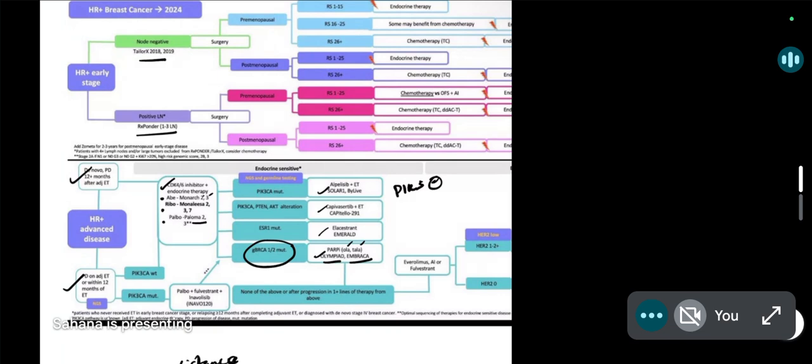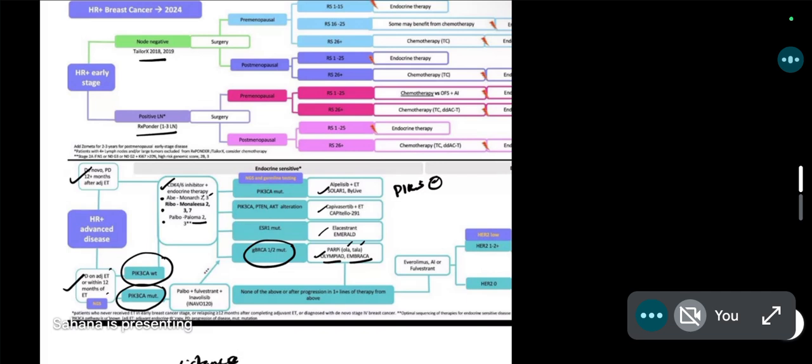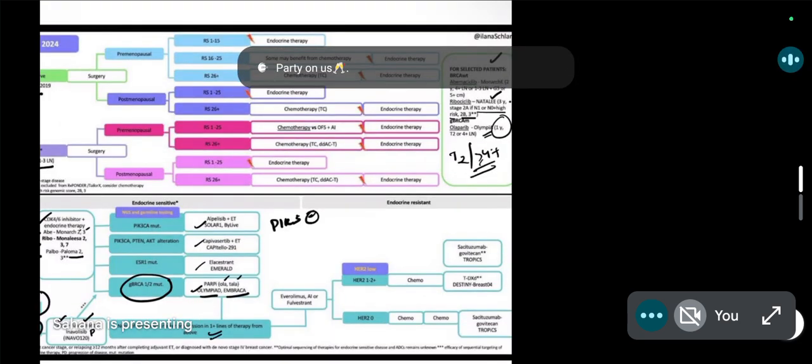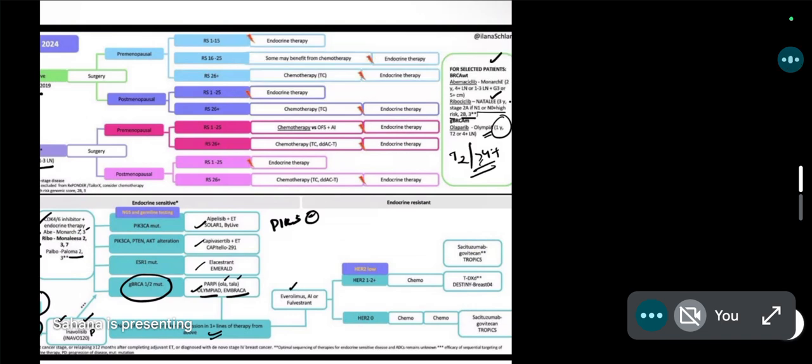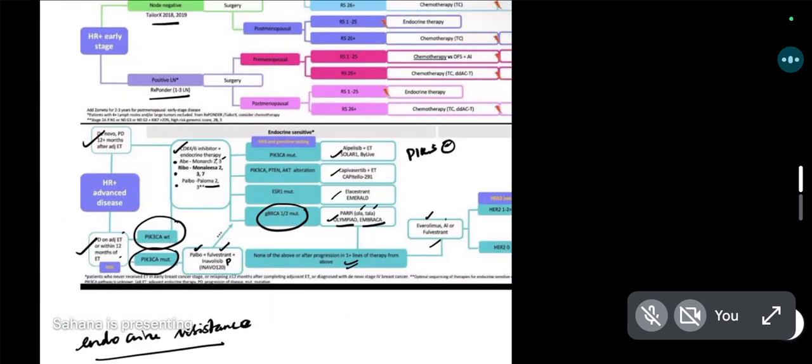Then for those progressing on their endocrine therapy or who recurred within 12 months, there is a role for PIK3 inhibitors in mutant cases. So you will add three things: palbociclib, fulvestrant with a PIK3 inhibitor, inavolisib. And after this first line, if it is progressing, then there is a role for mTOR inhibitors with fulvestrant. Then you can even try the same therapies that we used in HER2-low TNBCs, like sacituzumab govitecan and deruxtecan, in these settings.